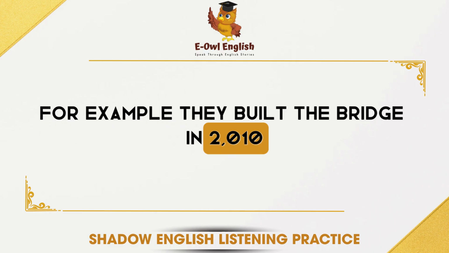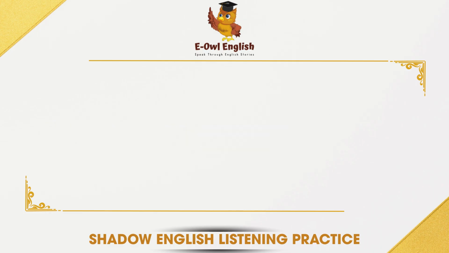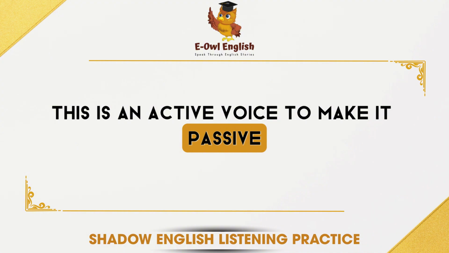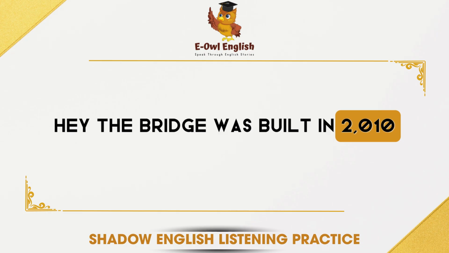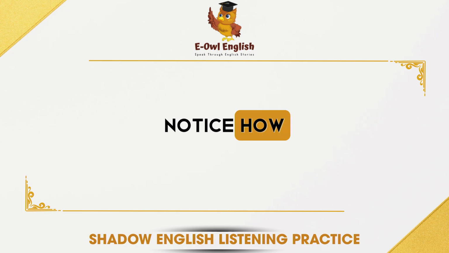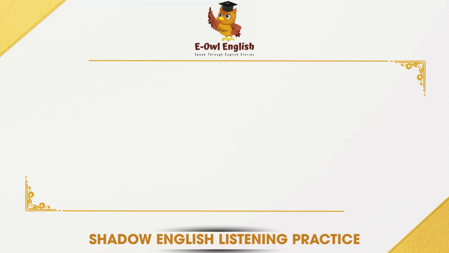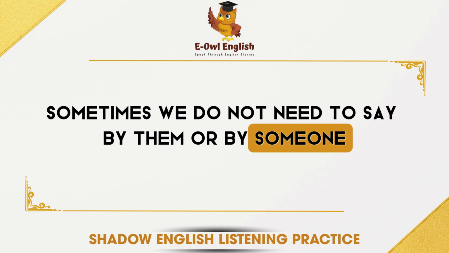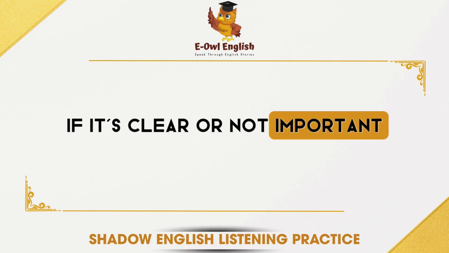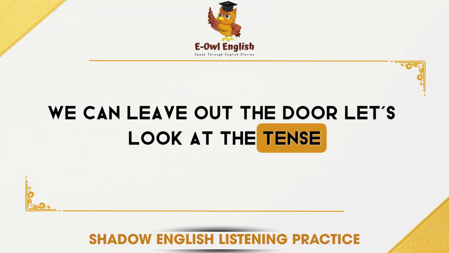Here is another example: they built the bridge in 2010. This is in active voice. To make it passive, say, the bridge was built in 2010. Notice how we focus on the bridge, not who built it. Sometimes we do not need to say, by them, or, by someone. If it's clear or not important, we can leave out the doer.